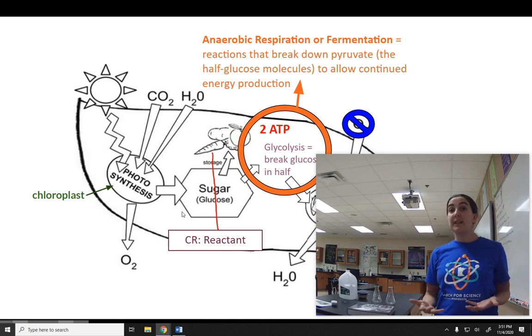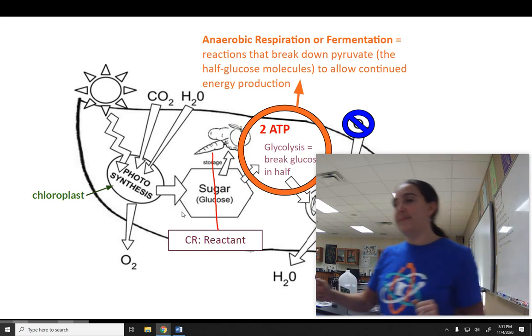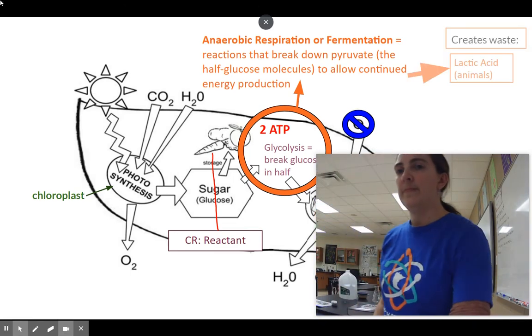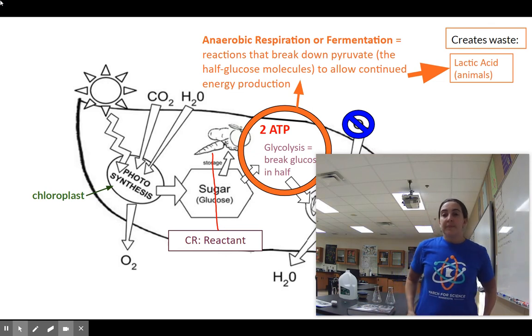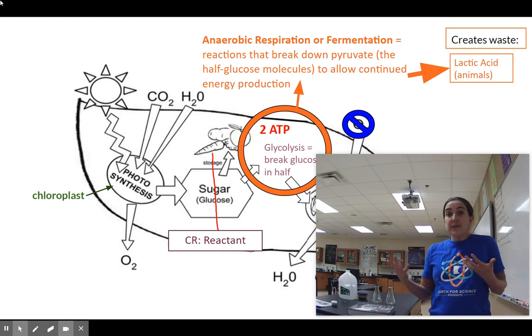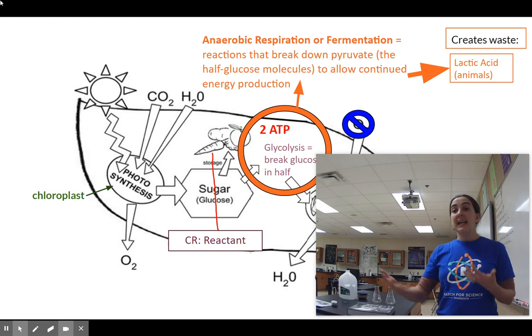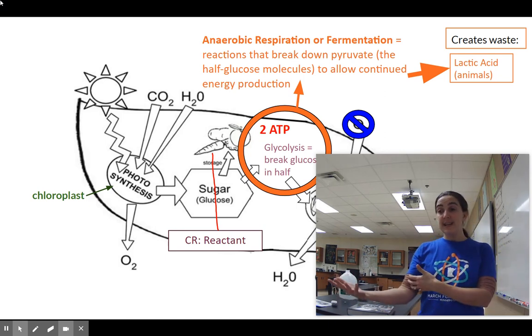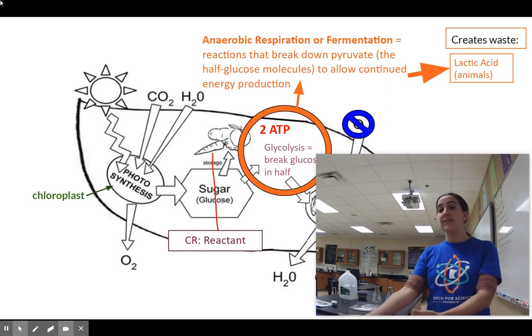And this may be something that you've heard of before. The byproduct is called lactic acid. And lactic acid is a waste product. Our cells don't need it, but in order to keep these chemical reactions happening, it starts to build up in your muscles as a waste product. And your cells will need to get rid of that lactic acid eventually.